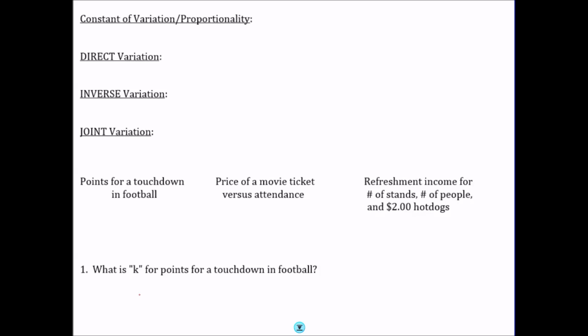First, we need to take a look at some vocabulary. The constant of variation, or the constant of proportionality, you could see it written either way, is represented by the letter K in each of the formulas that we will see below. This should be the first thing you find for every single problem.